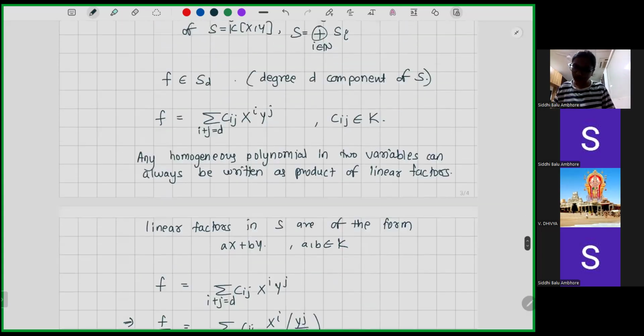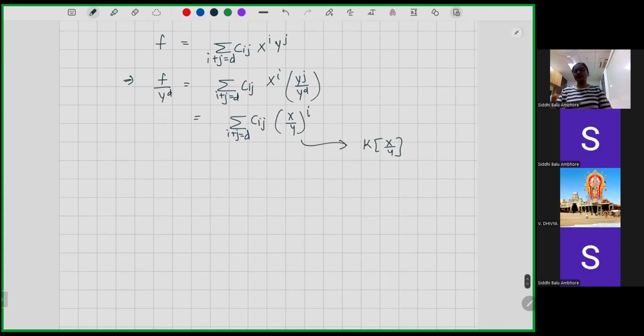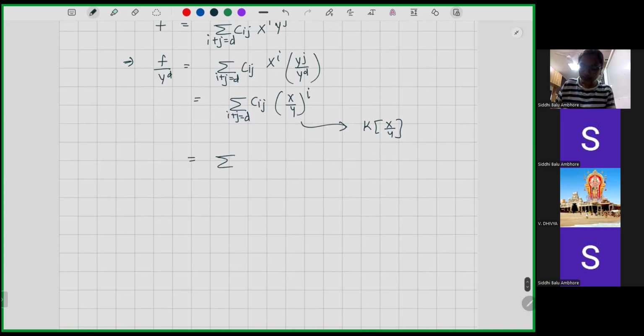This is not completely correct. It is over an algebraically closed field. Yes. So this is my polynomial in one variable. I can treat x by y as one variable, and it will be some polynomial, and it will split into linear factors in my field k.